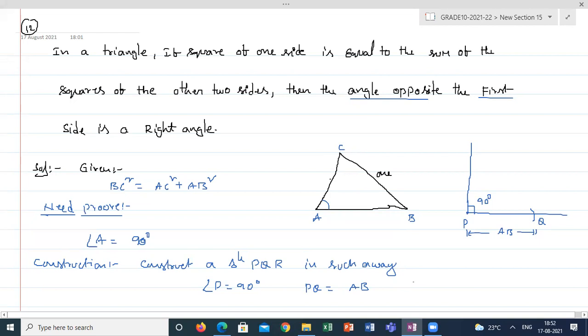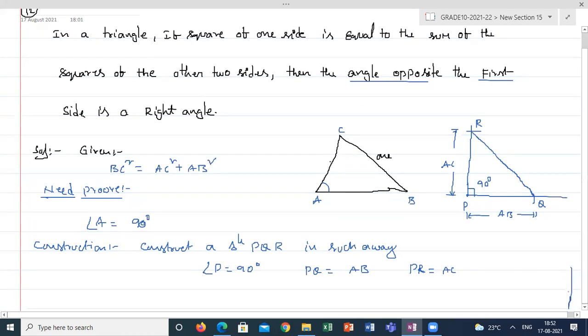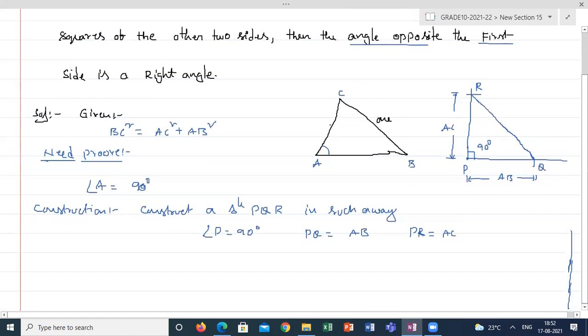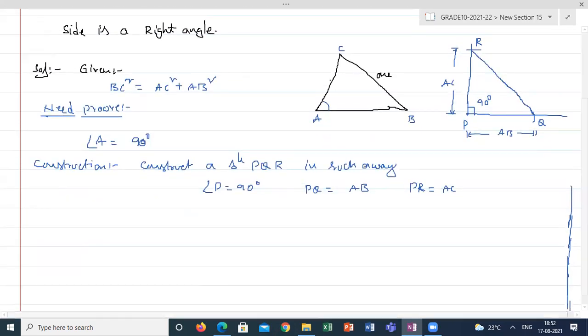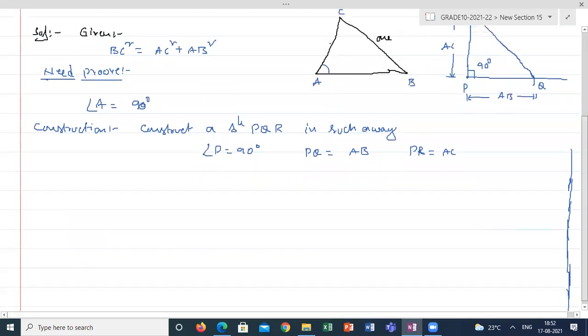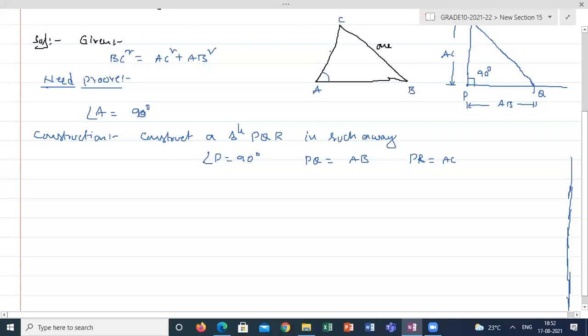And I am taking PR equal to AC, and exactly I am cutting, this length is AC. This is my PR. And I am joining R and Q. I don't know what the QR length is, but I'm taking the triangle in such a way that PQ is equal to AB and PR is equal to AC, and I'm joining the points PQR. Understand, guys, what is my construction? The construction is very crucial here. Got it? So if I apply the Pythagoras theorem to PQR, what will I get? Need to prove.